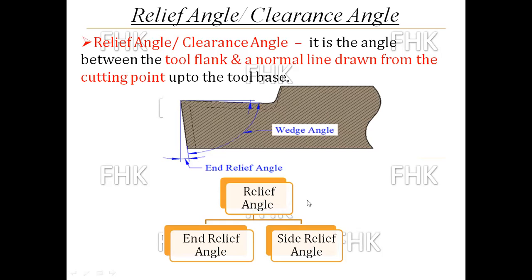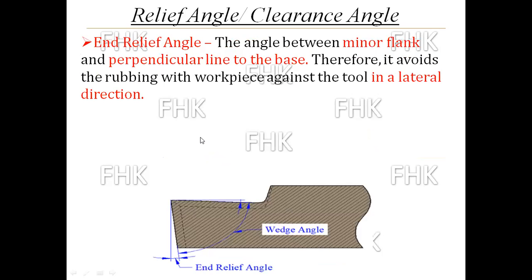Further, it is classified as end relief angle and side relief angle. Also, there are two flanks, a major flank and a minor flank, so there are two relief angles also, end relief angle and side relief angle. Now, what is the end relief angle? The angle between the minor flank and the perpendicular line to the base.